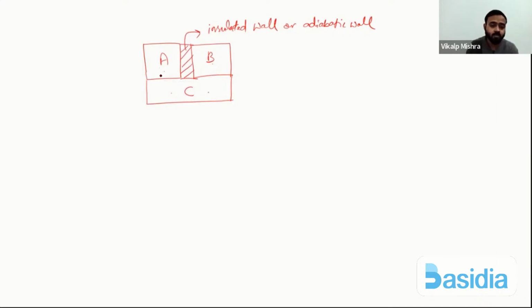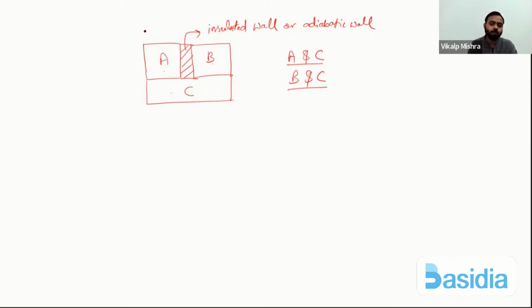Please pay attention here. A and C are in contact, B and C are in contact. That means the macroscopic properties of A and B will change until A and B both are in equilibrium with C. We have already seen that when two bodies are in contact, their macroscopic properties, or we can say their temperature, will change until their temperature becomes equal. And when their temperature becomes equal, we can say both are in thermal equilibrium.